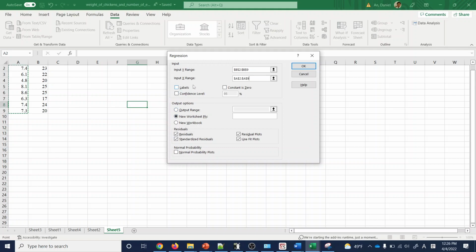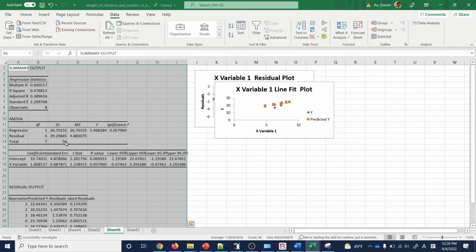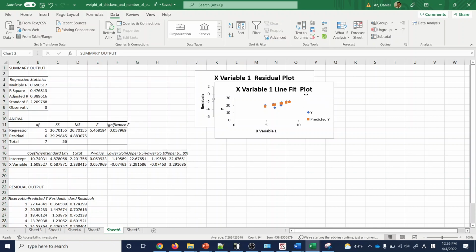Okay. So once you select the Y range and X range, you can click all the additional graphs that you want, like residuals, residual plots, standardized residuals, line fit plots, and all these things. And then you click OK. It's going to do the linear regression and generate this new sheet. Let's see what it produces.